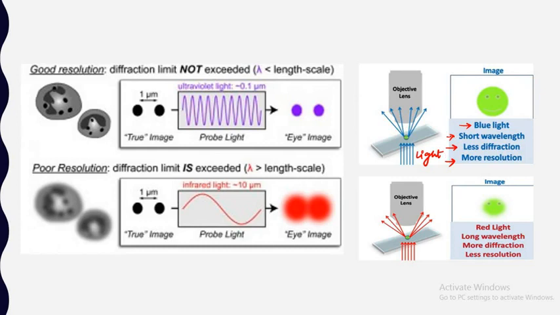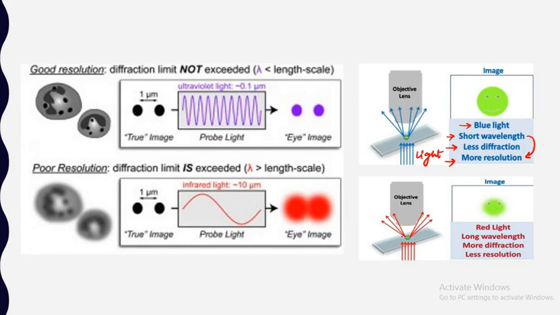So here you can also relate the concepts of the wavelength. The blue light has the shorter wavelength. The shorter the wavelength, the more is the resolution. Also, when you are using a shorter wavelength light, your diffraction will be less. And the less the diffraction, the more you will get the resolution.